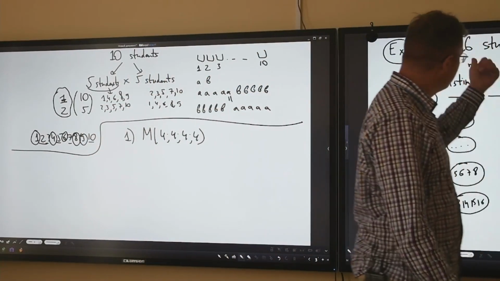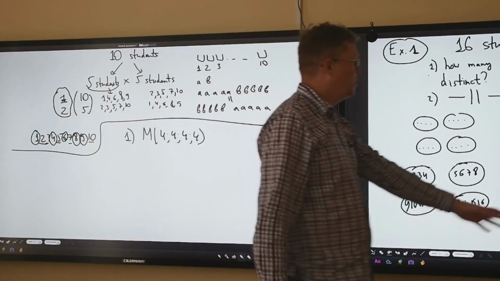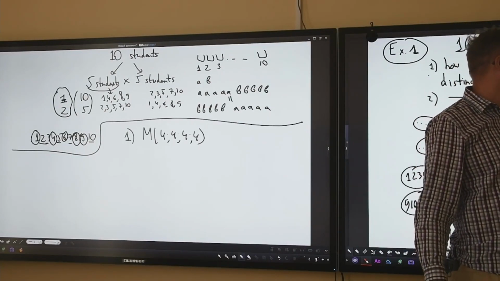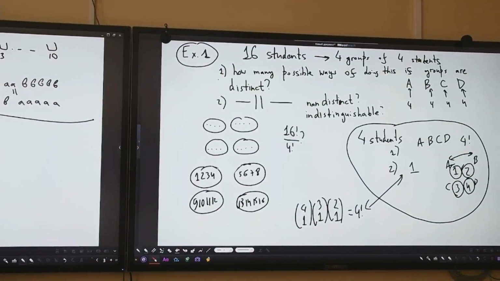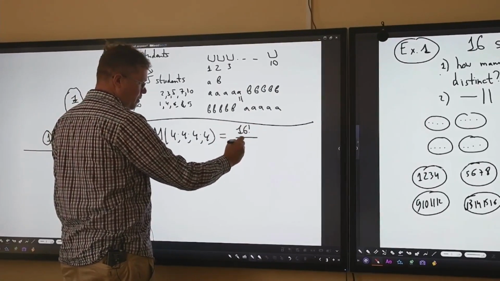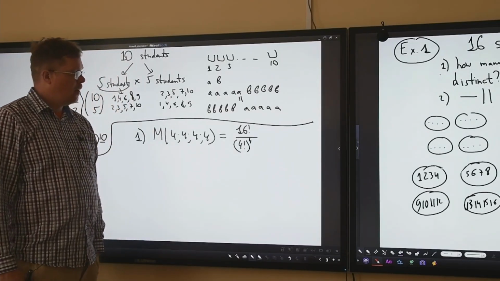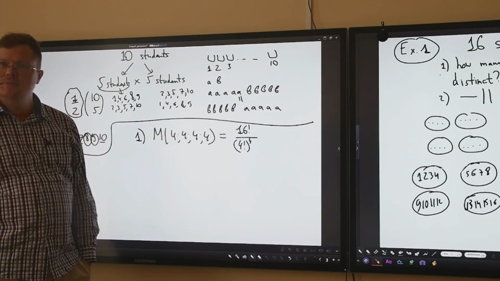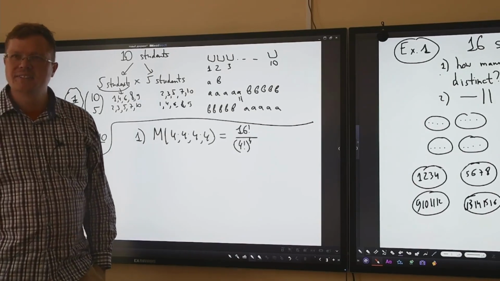I have 16 students, and I want them divided into 4 groups, and each group has 4 elements: 4 elements of type A, 4 of type B, 4 of type C, and 4 of type D. And this is exactly the multinomial coefficient of 4, 4, 4, 4, which is 16 factorial over 4 factorial to the 4th power. Sorry? Could you repeat? Yes?